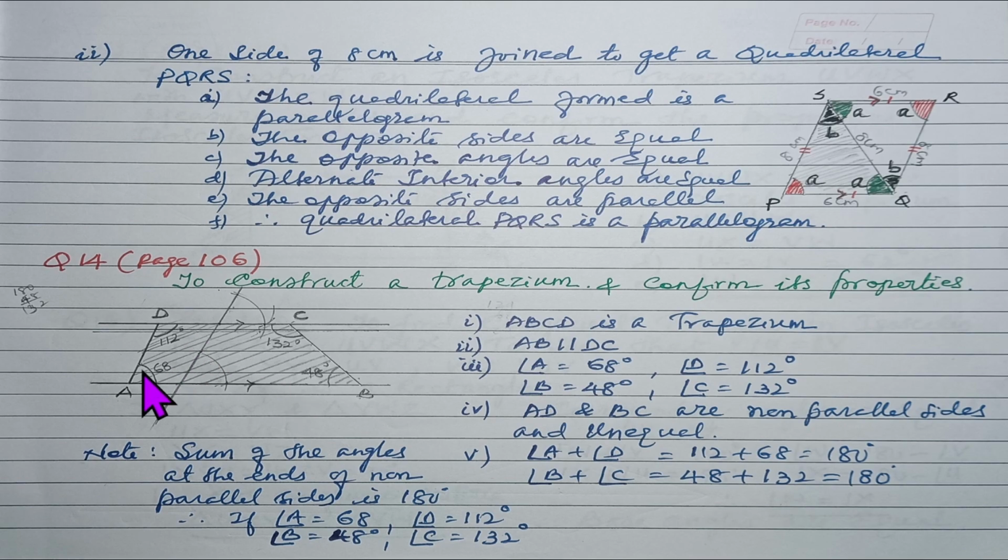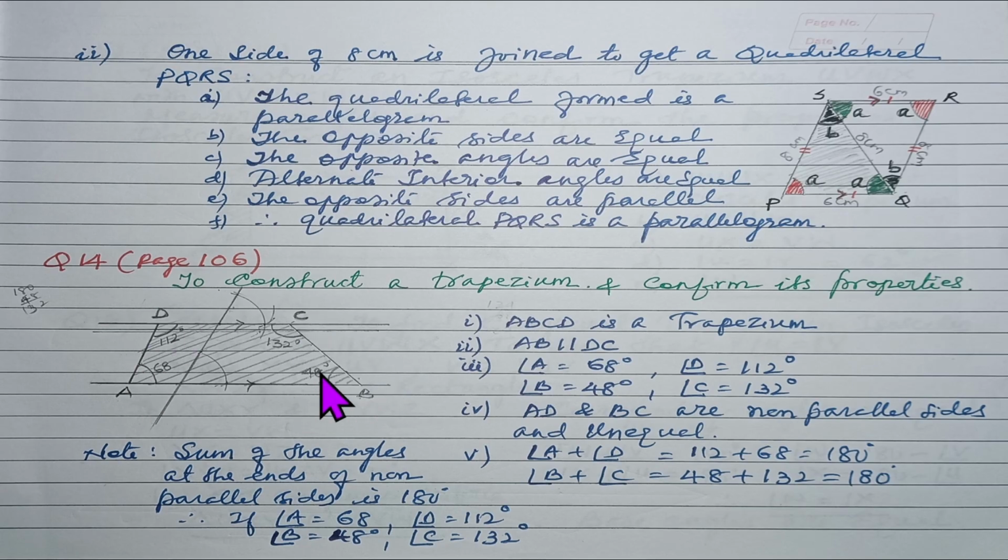Now measure angle A, it is 68 degrees. Measure angle B, it is 48 degrees. Measure angle D, it is 112 degrees. Measure angle C, it is 132 degrees approximately by my construction. Now when I add 68 and 112, it becomes 180. When I add 132 and 48, it is 180. That means it proves the property that the angles at the ends of the non-parallel sides add up to 180 degrees in both the cases, and therefore it is very clear that this is a trapezium.